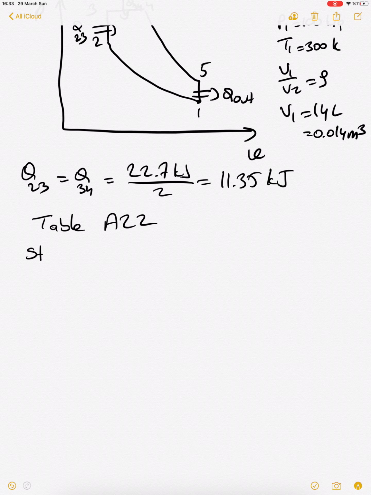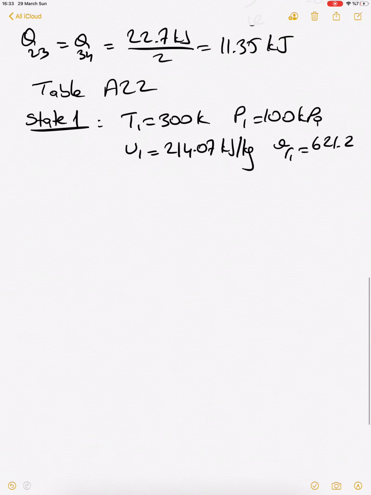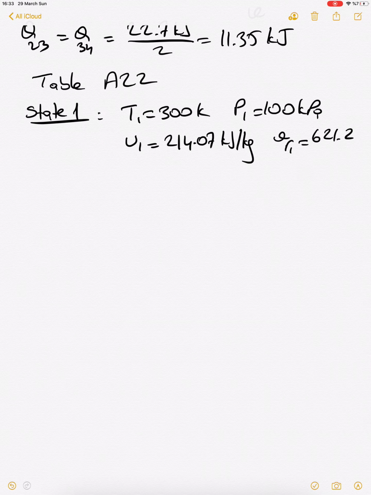So what do we know about state 1? We know that T1 is equal to 300 Kelvin, P1 is equal to 100 kilopascal, and if you look at the table we read U1 and VR1 621.2. So this is a reduced specific volume, unitless.